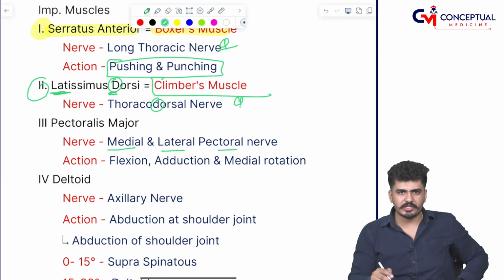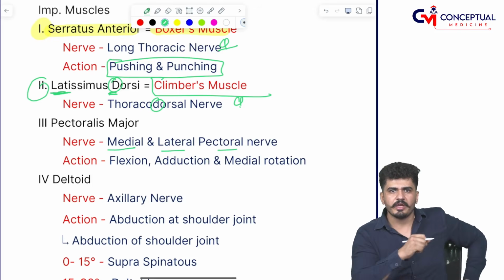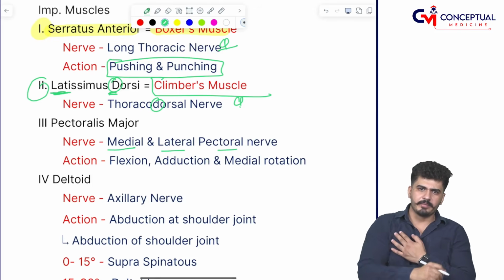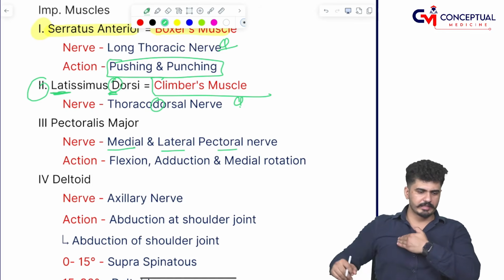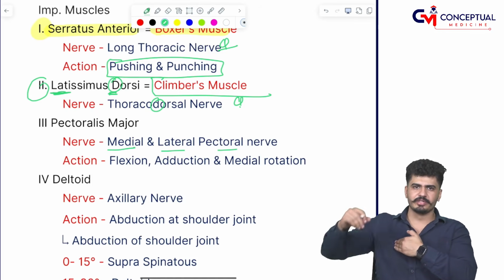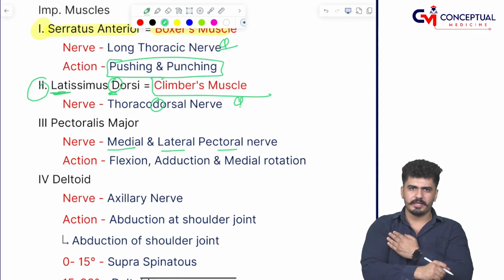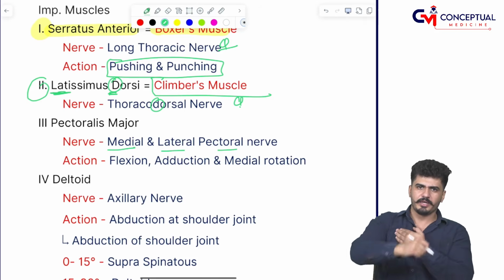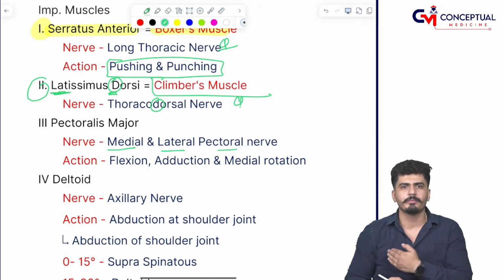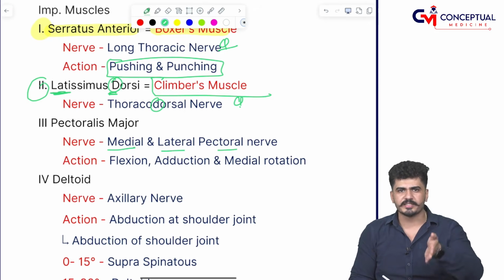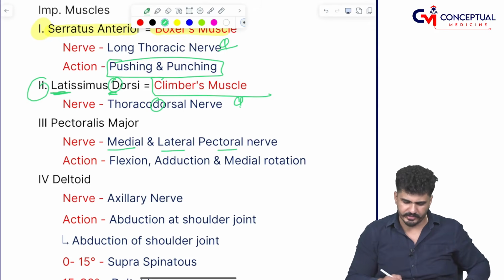Now what is the action of pectoralis major? Flexion, adduction and medial rotation. You can touch your pectoralis right here and you will see it helps in flexion, it helps in adduction and it helps in medial rotation. Which muscle? Pectoralis major muscle. So flexion, adduction and medial rotation is its function.